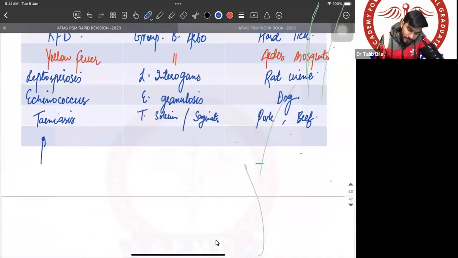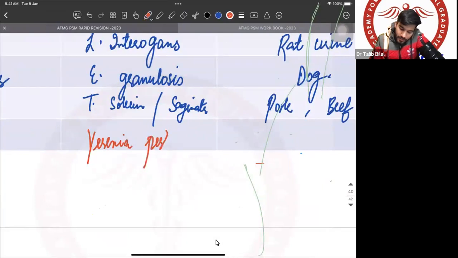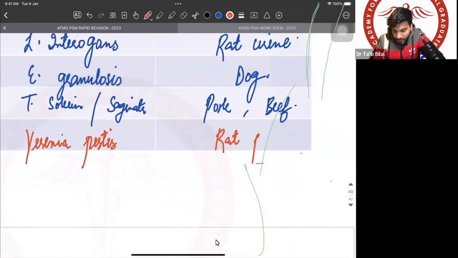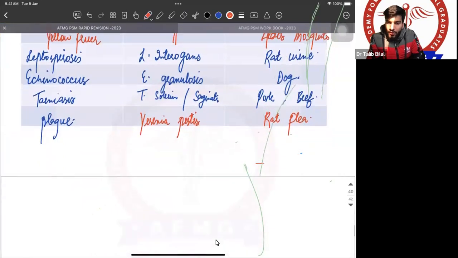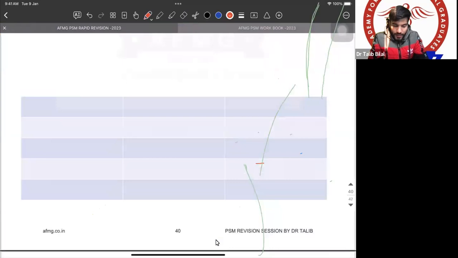Then we have plague. In plague, what is the agent, guys? Yersinia pestis. And the vector is rat flea. Most severe form of plague is bubonic plague, right? We have two types, bubonic plague and pneumonic plague. So bubonic is the most severe one. Is that clear?